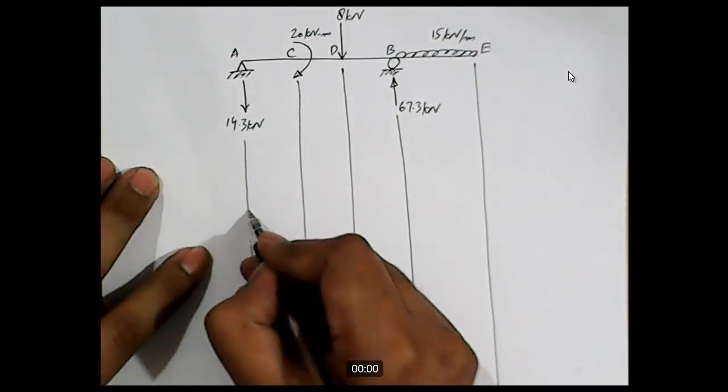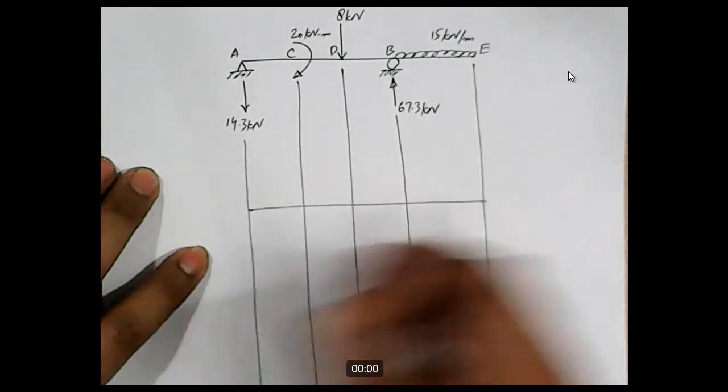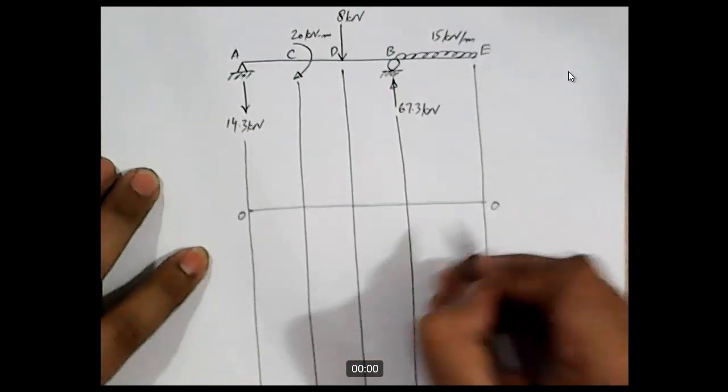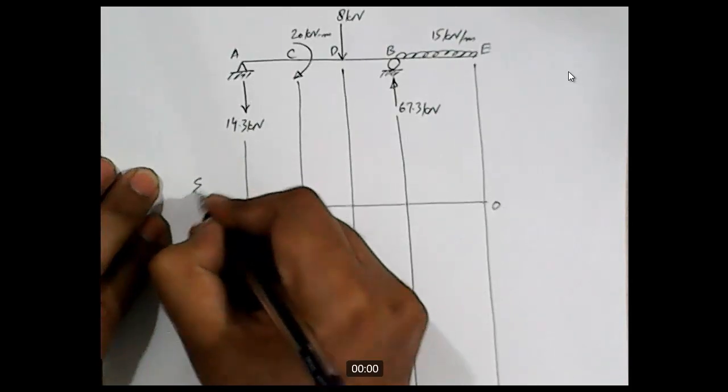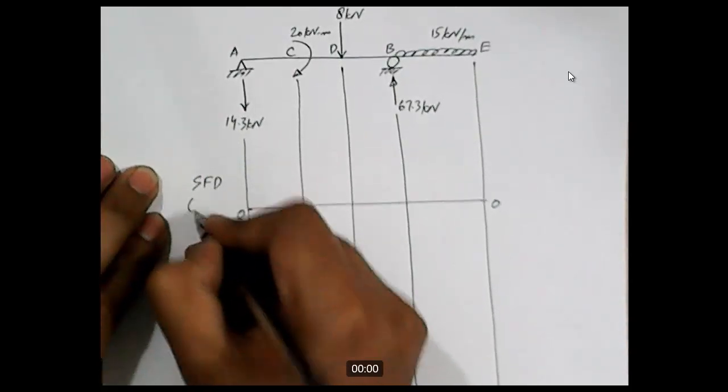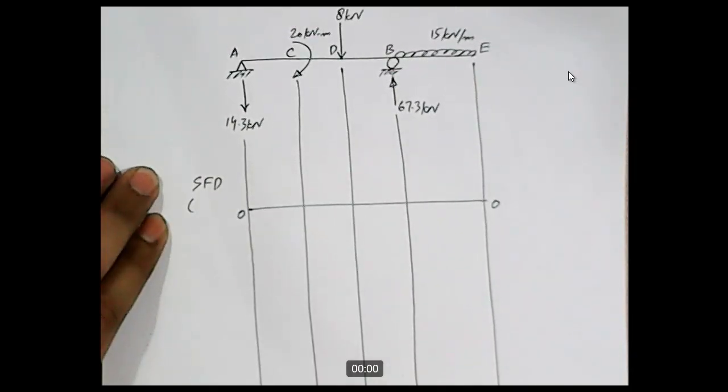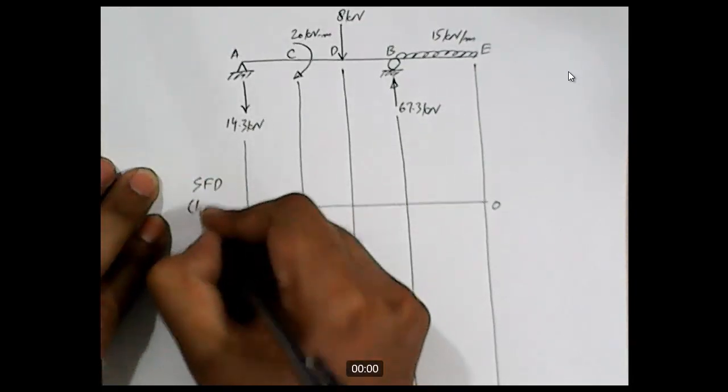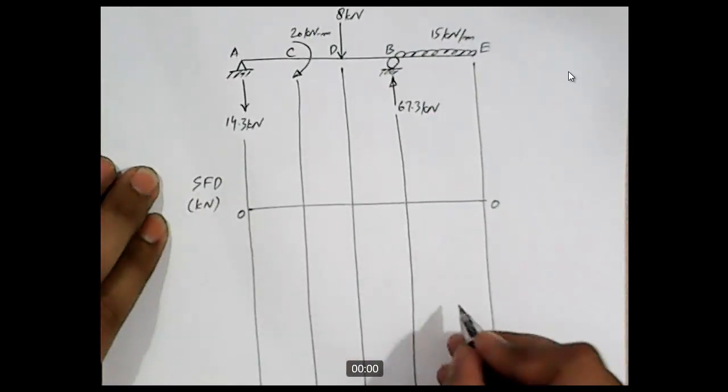Okay, now let's draw the 0, 0 line for the shear force diagram. This is the 0, 0 line. We are drawing the SFD and our units are kilonewton.